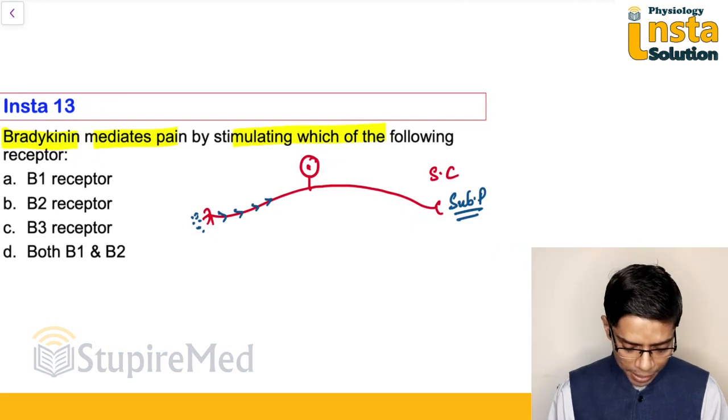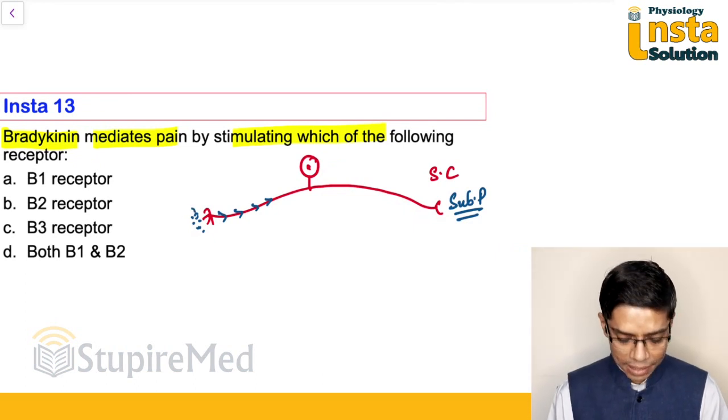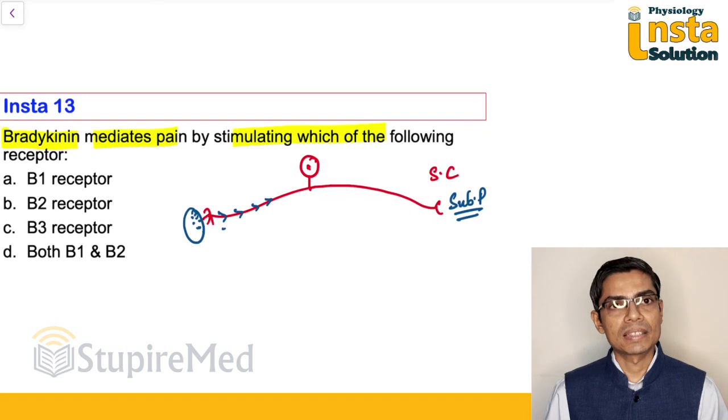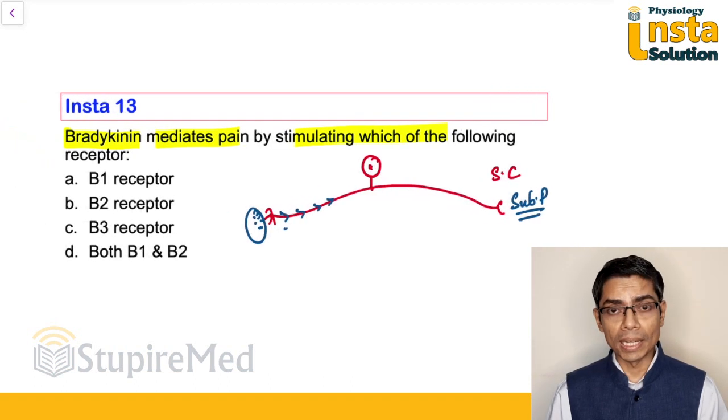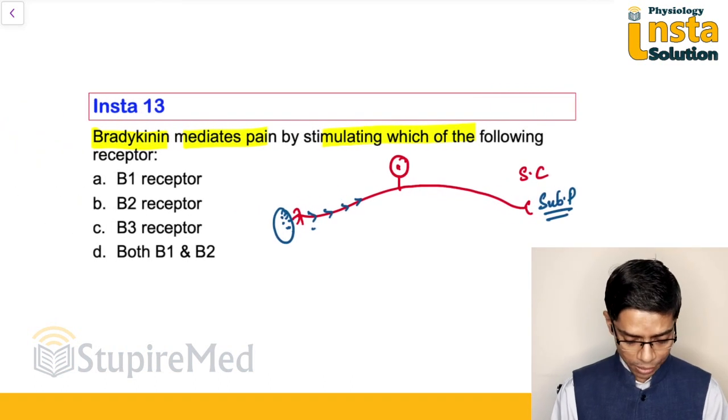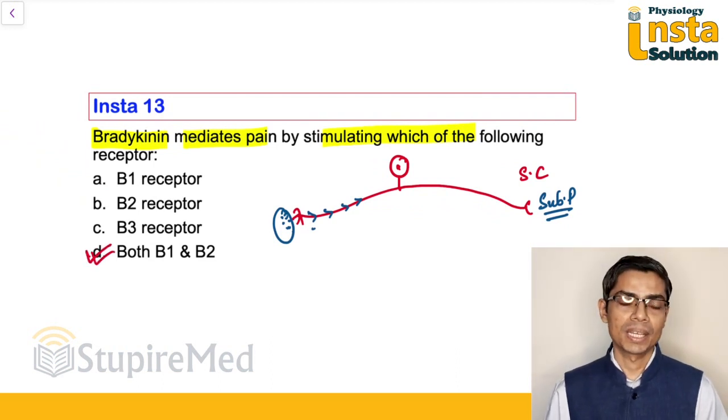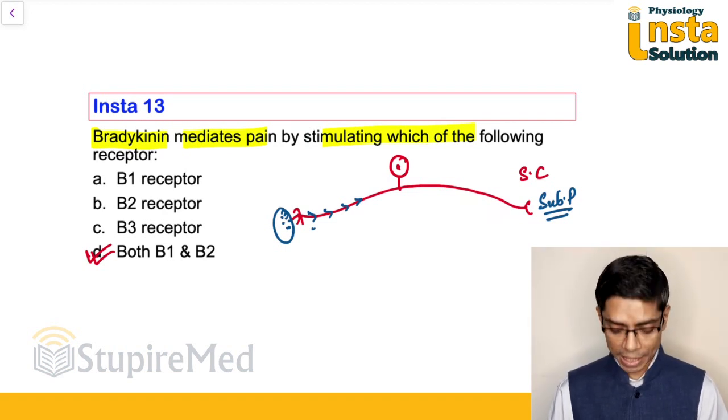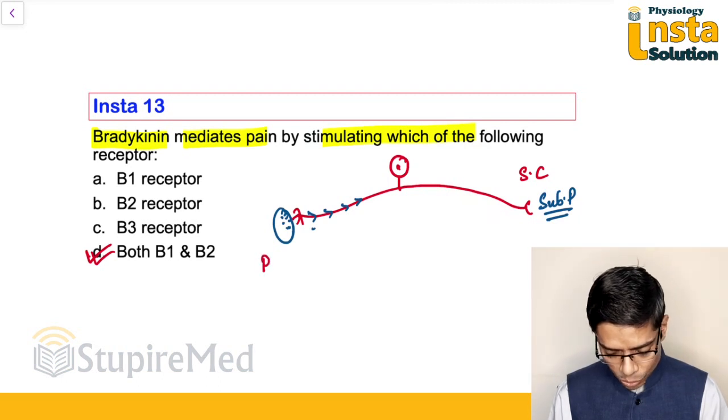So how is bradykinin stimulating this sensory neuron? It can stimulate both B1 and B2 receptors. So the answer is both B1 and B2 receptors, that is D. But you must remember that generally bradykinin produces acute pain by stimulating the B2 receptor.